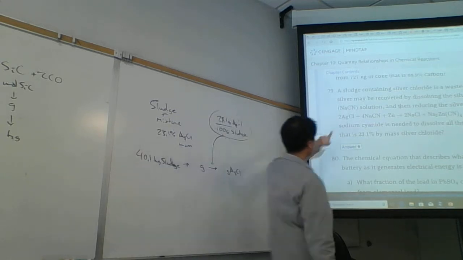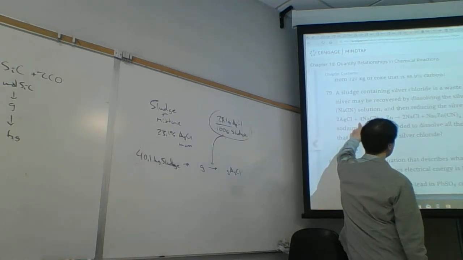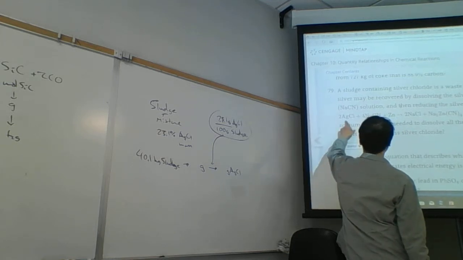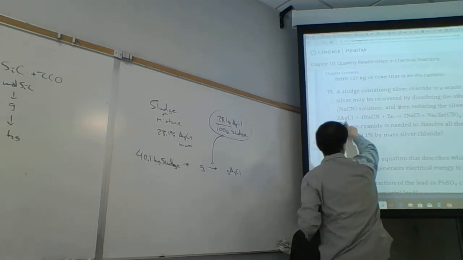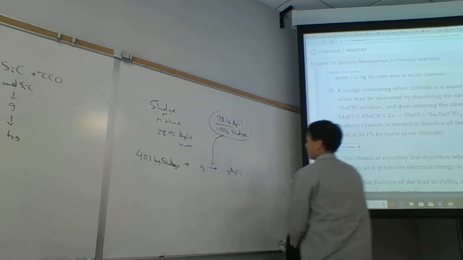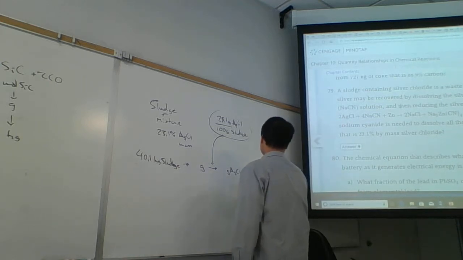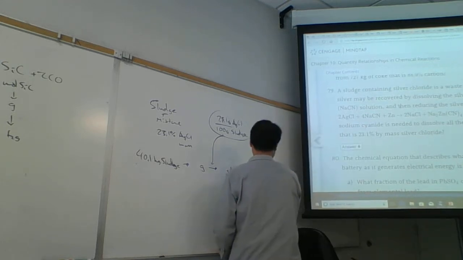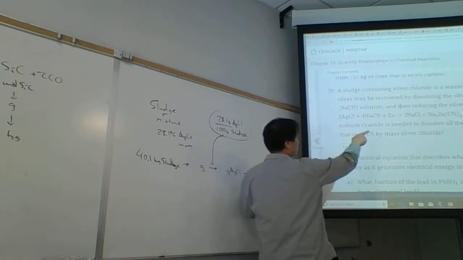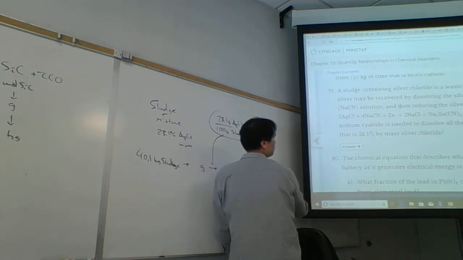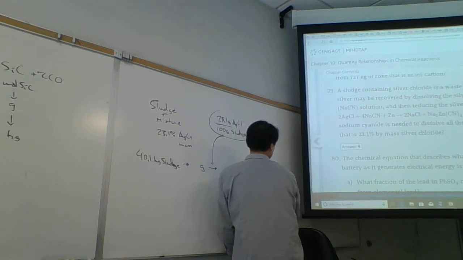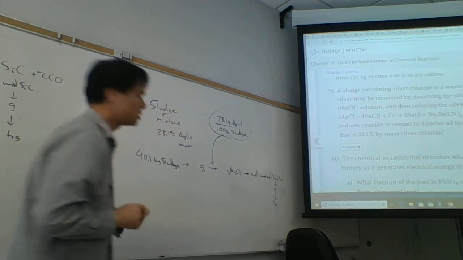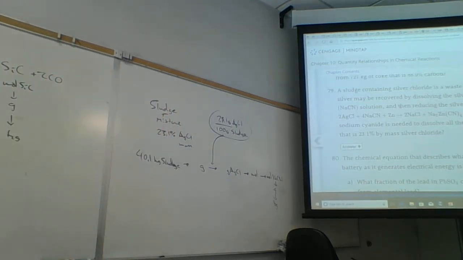Once I have grams of pure silver chloride, that's going to take me into the stoichiometry map. And so how much sodium cyanide do I need? I'm going to go from grams of silver chloride to moles of silver chloride, and then moles of silver chloride to moles of sodium cyanide. And then from moles of sodium cyanide to grams of sodium cyanide, and then grams of sodium cyanide to kilograms of sodium cyanide. And so that should take me to where I need to be.